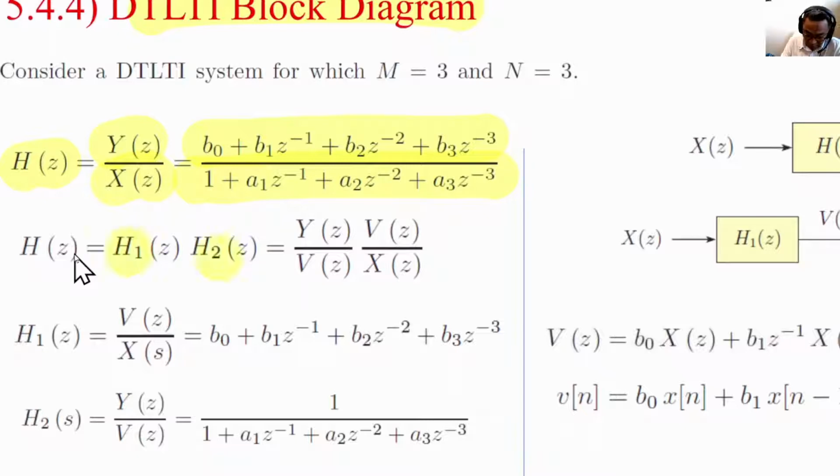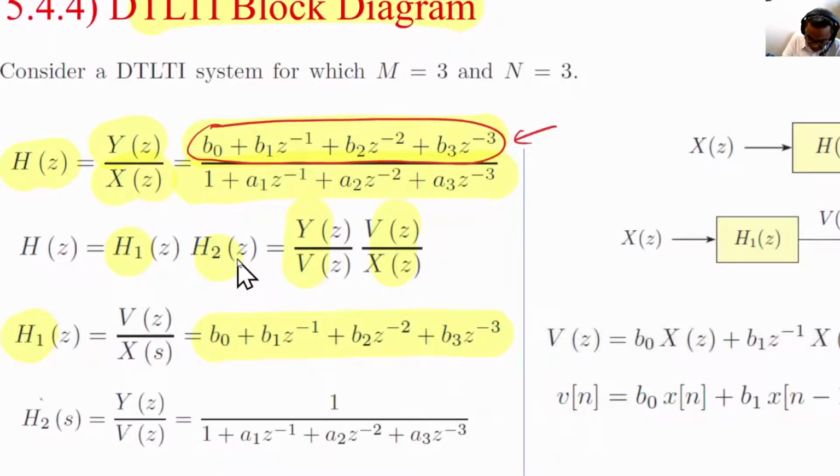In this example, we have factorized this rational function with respect to H1 and H2. Let H1 be Y over V and let H2 be V over X. H1, in this example, is up to us, but in this example we're only dealing with the numerator parts, while in the H2 of z, we're dealing with the denominator part.